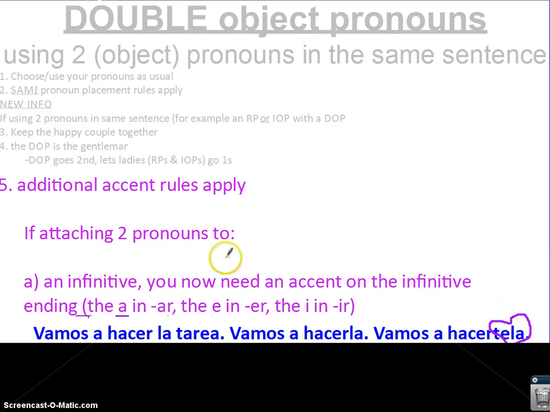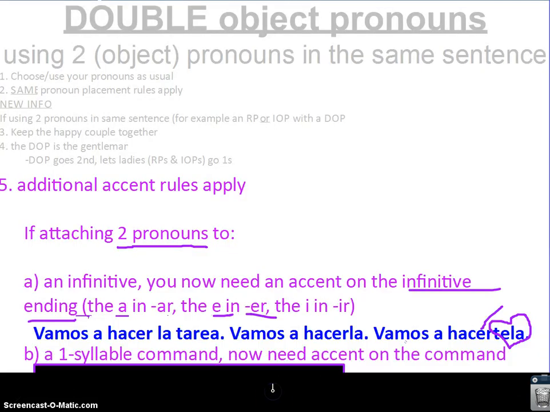But look, I've just attached two pronouns to an infinitive, so I now need an accent on the infinitive ending. In this case, the E in ER. So I need the accent right there. When I attached one pronoun, no accent. When I attached two, yes, an accent.